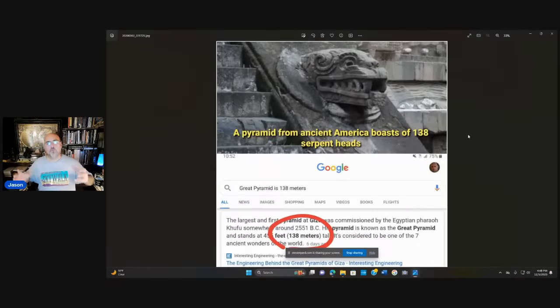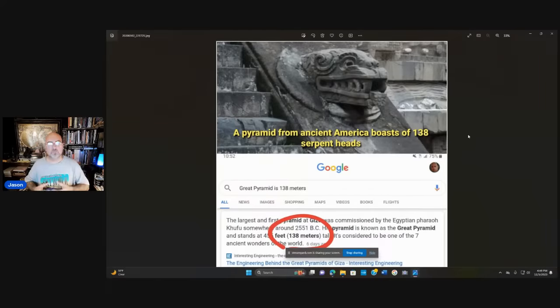So here we have some evidence that the concept of the pyramid, the phoenix, which is described as a dragon in the ancient world, and the number 138 all merge in the ancient Americas. When, after the cataclysm, people went to different areas of the world, they took their belief systems with them.